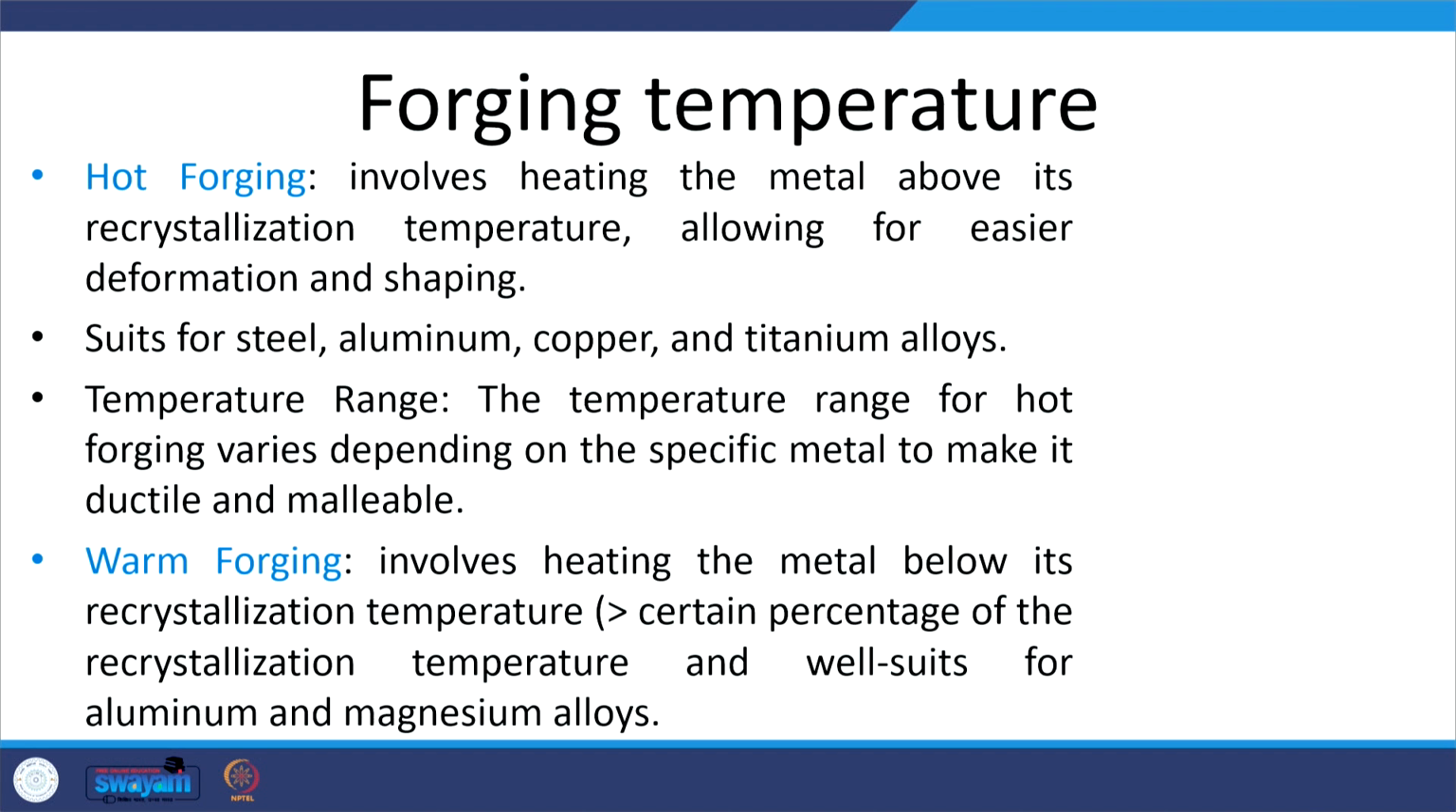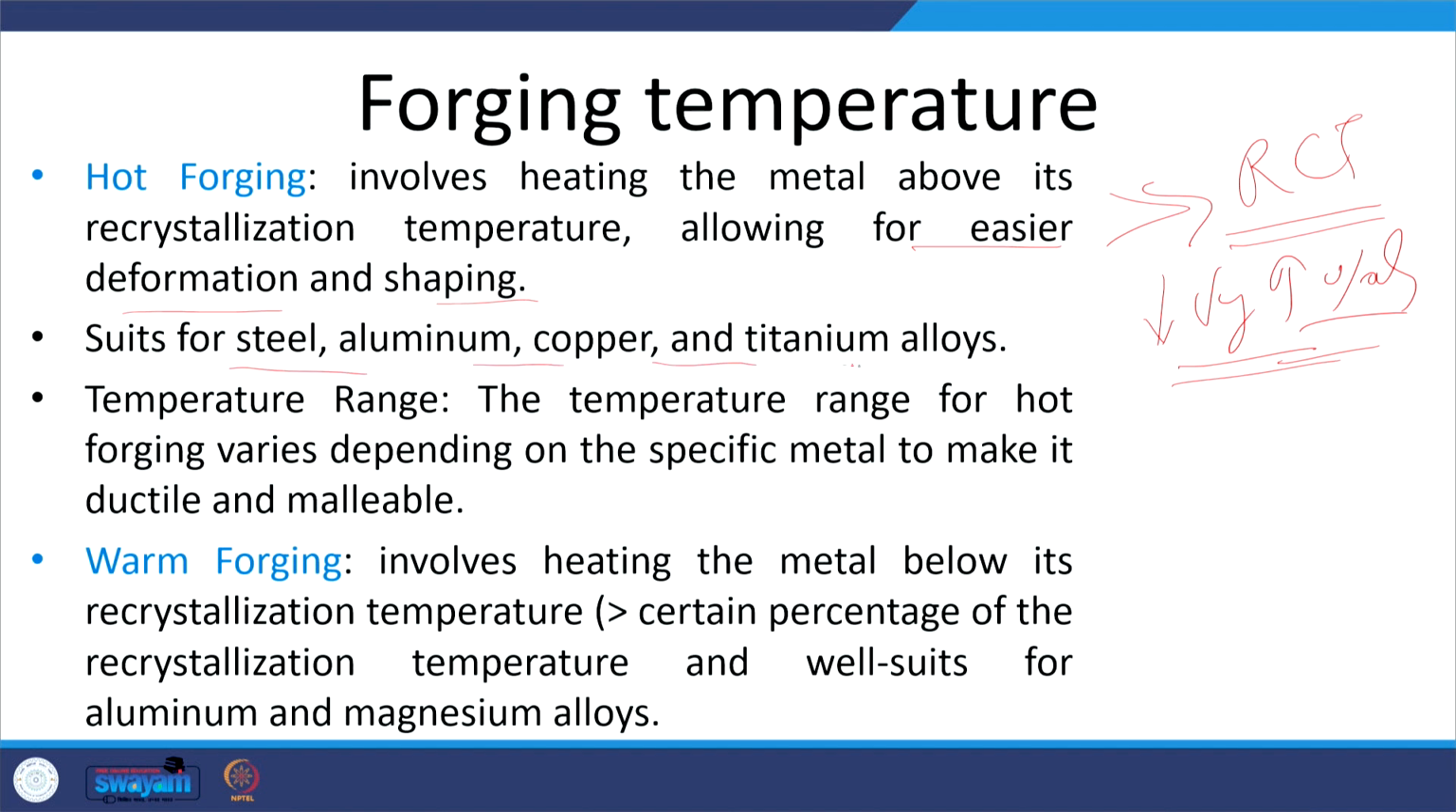Hot forging temperature is usually above the recrystallization temperature. When it is done, heating helps in reducing the yield strength and enhancing the ductility. So when we heat the metal above the recrystallization temperature, it allows easier deformation and shaping because it requires lesser force, and the flowability is enhanced so the metal flows very easily and effectively. Hot forging suits steels, aluminum, copper and titanium alloys. However, the temperature will depend on the specific metal and the kind of ductility needed, depending upon the complexity of the shape of the cavity or die or the product to be made.